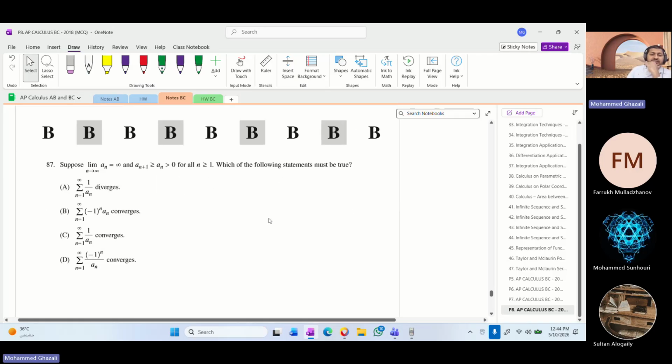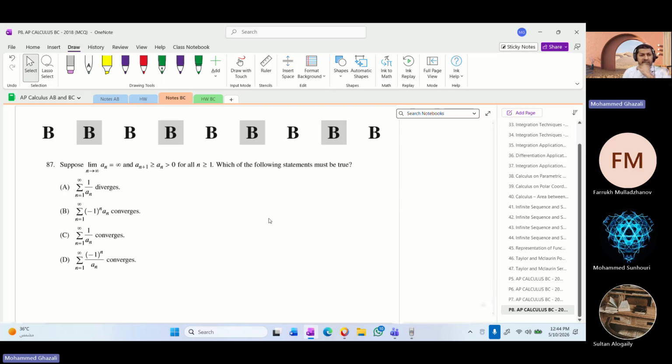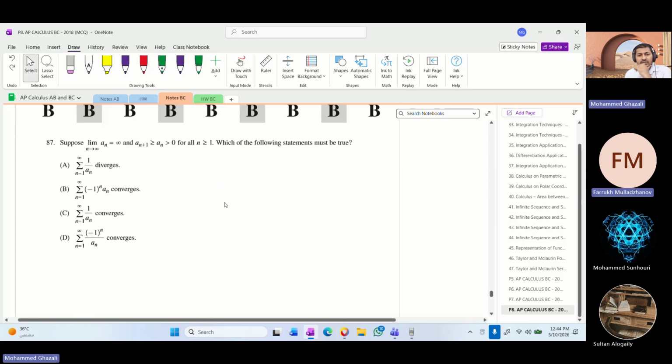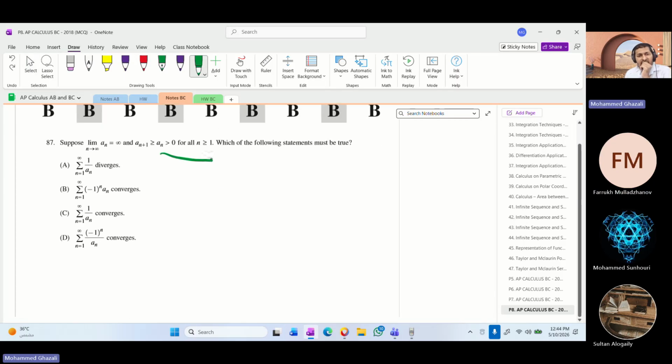Suppose the limit as n approaches infinity of a of n is infinity, and a of n plus 1 is greater than a of n for n greater than or equal to 1. Which one of the following statements must be true? So when we substitute infinity, what does this mean? If a of n plus 1 is greater than a of n, what does that mean? Is it a ratio? No, not ratio. It means that it is increasing. Decreasing. Decreasing. So alternating signs.